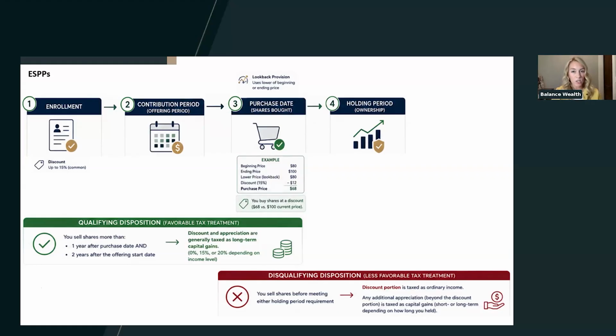So again, similar to an RSU, you have a couple of decisions here. Sell immediately when you purchase, or hold and diversify, or hold and make sure that you sell outside of those timeframes so that it's a qualifying disposition. Okay, and then I'll have Shaun go through a specific example, which will probably clarify what benefit an ESPP has.